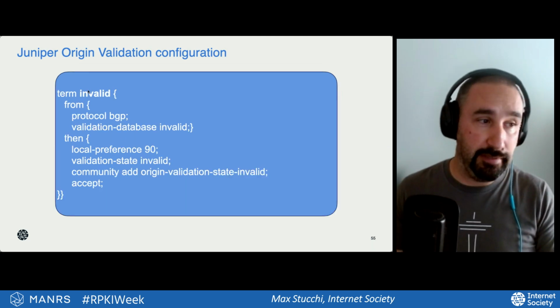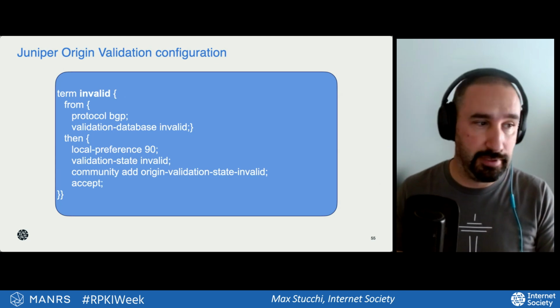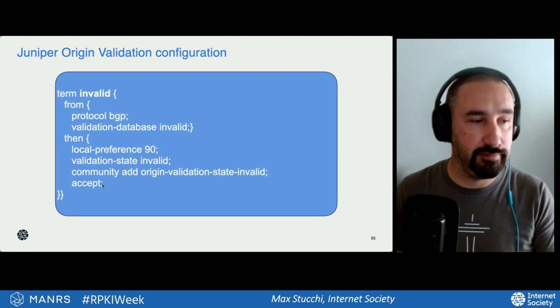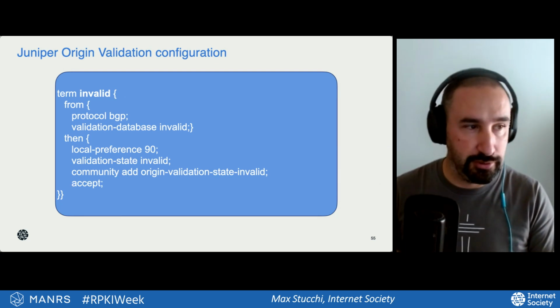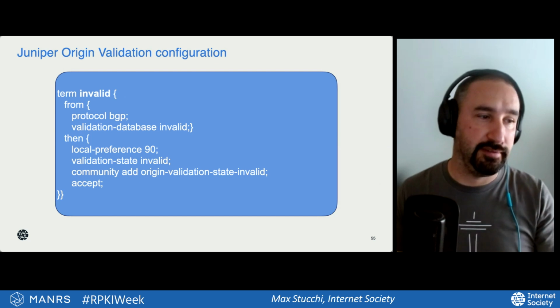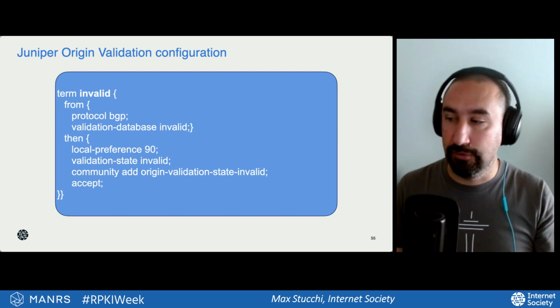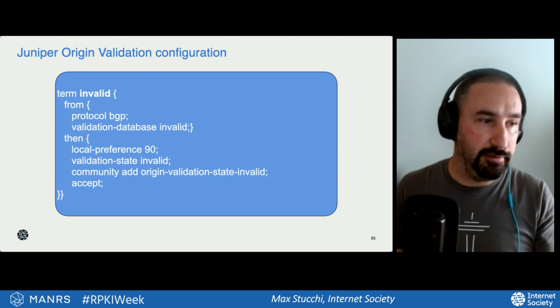I can do it for invalid as well. And that's why I said you should not be doing that, because in this case, we're just lowering the local preference, but accepting it anyways. It's not good to do. We shouldn't be doing this slide, but this is also an example you can follow if you maybe want to apply some other rules or something else.